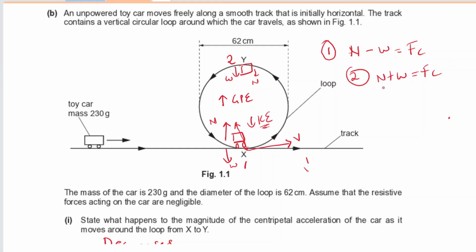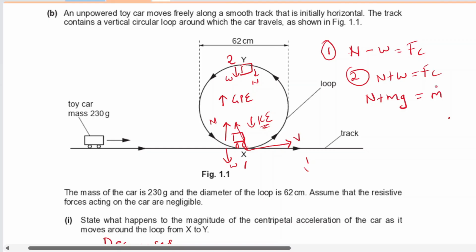Now let's expand this. Okay, so N plus mg equals ma, right? Because centripetal force is the resultant force, which is ma, and a is also equal to v squared over r. So I can write this as v squared over r. Okay. Now, if you wanted this thing to keep on going in a circle, this equation has to be obeyed.